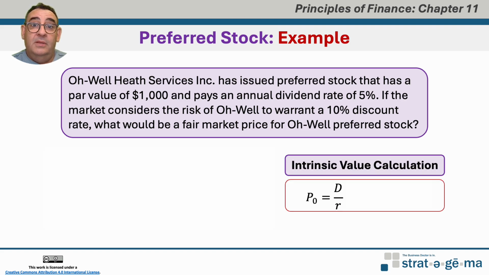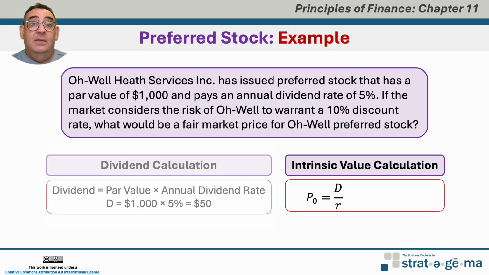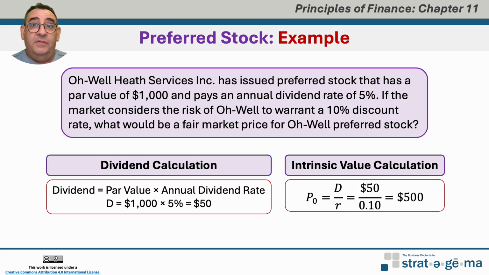So the formula is simply P0 equals D over R. From the information we have, we're not given a dividend, but we do have enough information to calculate the dividend. So we need to calculate the dividend, D, as the par value of $1,000 times the 5% dividend yield to give us $50. So now if we take that $50 dividend divided by the 10% discount rate, we end up with a stock price or intrinsic value of a preferred share of $500. Well, that's what the theory says, so let's see if we can confirm that this works in practice.